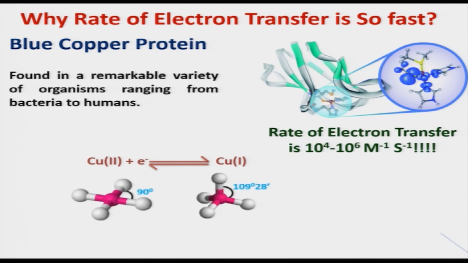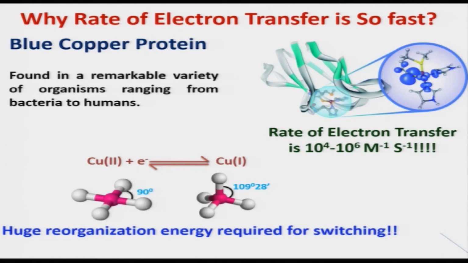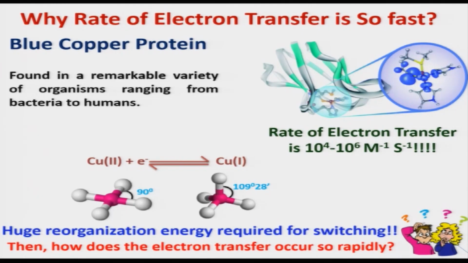Now, for 4 coordination, you can see that copper 2 prefers to stabilize in a square planar geometry. In contrast, copper 1 stabilizes in a tetrahedral geometry. This being so, a huge reorganization energy is required for such switching from square planar to tetrahedral and tetrahedral to square planar, and how does electron transfer occur so fast?